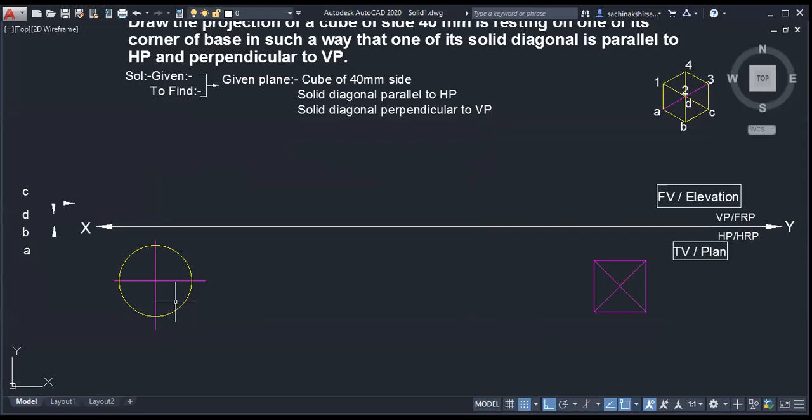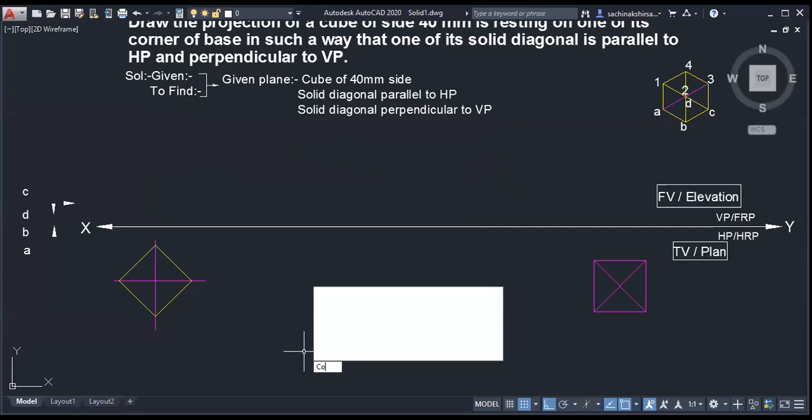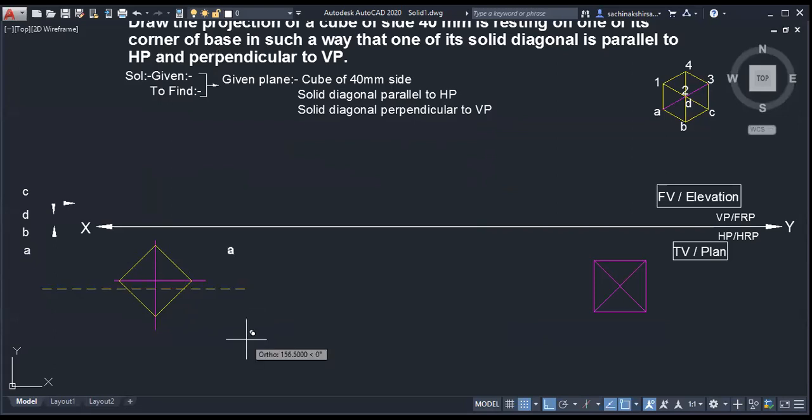You can join it. You can remove the curve. Okay. So here, let us see, point A, B, C, D.